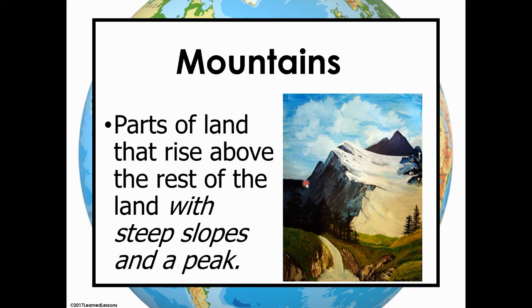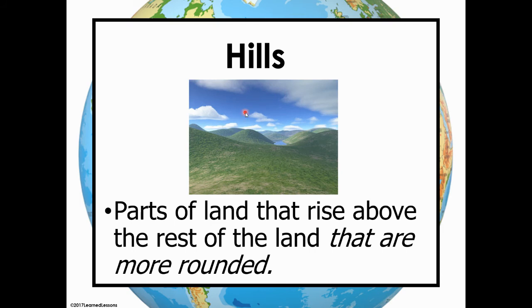Mountains, part of land that rises above the rest of the land with a steep slope and a peak. This is very important, okay? Your mountains look like triangles, because the next word is going to be a hill. And again, a hill is just a part of land that rises above the rest of it. But these are going to be more rounded. So mountains are triangles, hills are circles, okay?